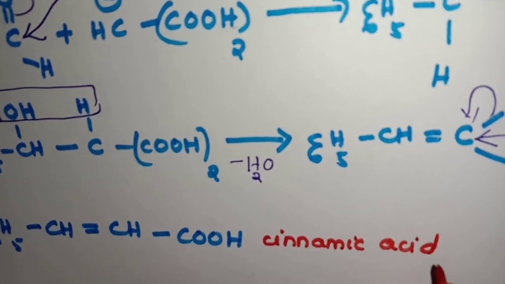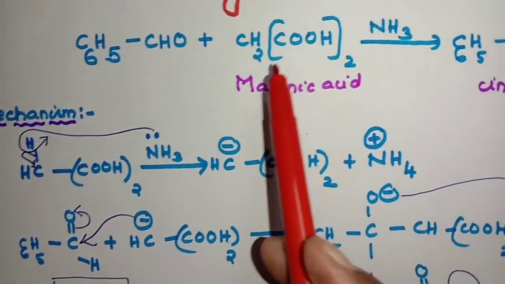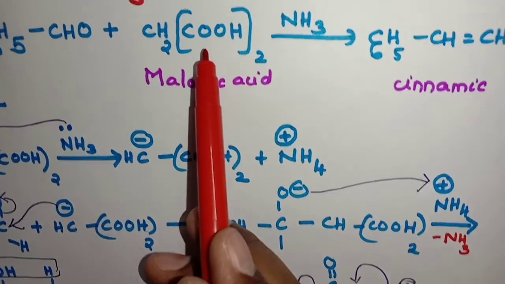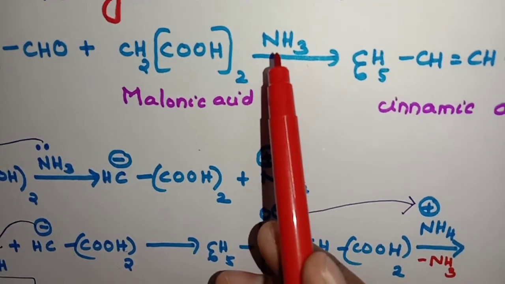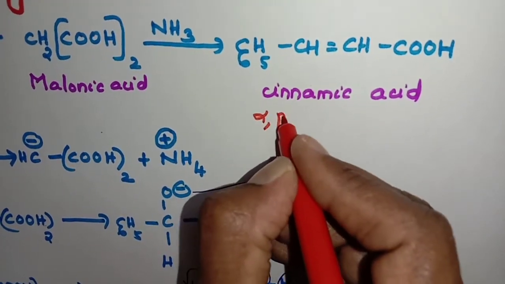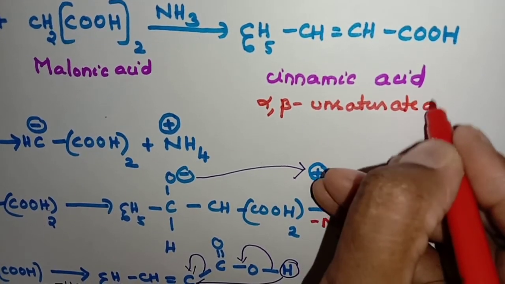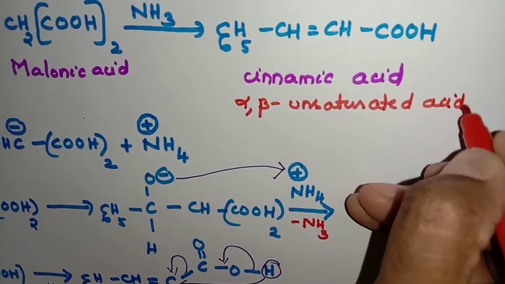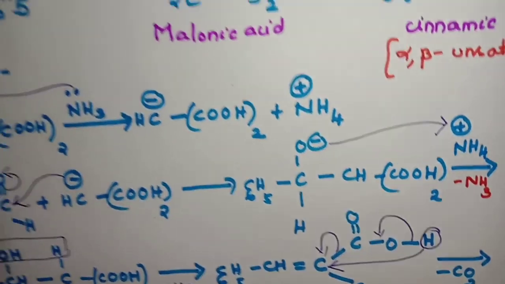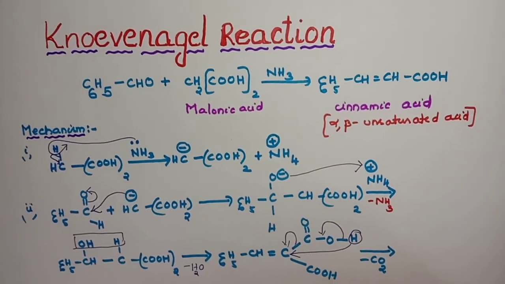Okay, this is about the Knoevenagel reaction. So benzaldehyde reacts with malonic acid, which consists of an active methylene group, in the presence of a base, forming alpha beta unsaturated acids. So in this reaction, the compound obtained is called cinnamic acid. Okay. So this is the mechanism, students. So carefully write it down in your notebook and practice well.